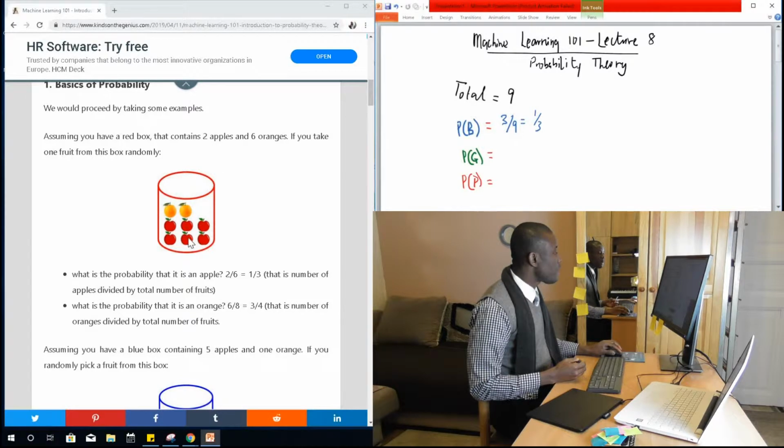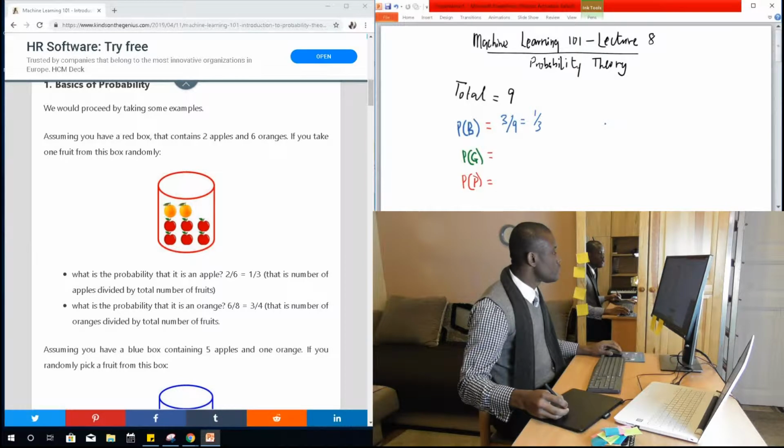Then it's going to be the number of apples divided by the total number of items in the box. So the probability that it is an apple is going to be 6 over 8, which is equal to 3 over 4.